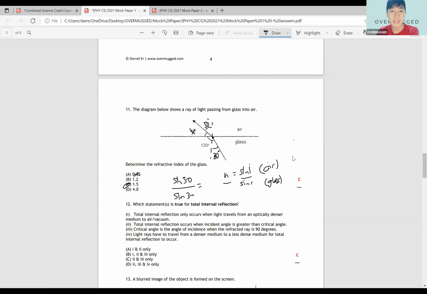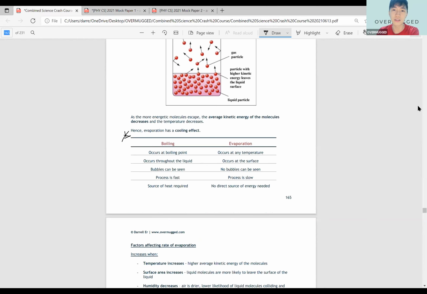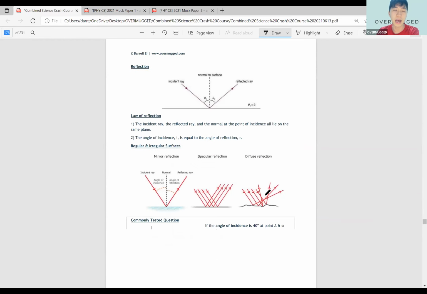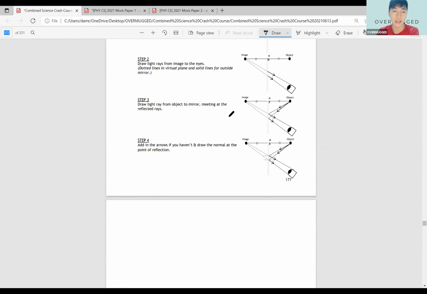Okay, sine C over sine V, is it the same thing? That's different, because what we are talking about here is refractive index equals C over V. What is C? What is V? You're confused, right? Okay, so there are a couple of ways to calculate refractive index.